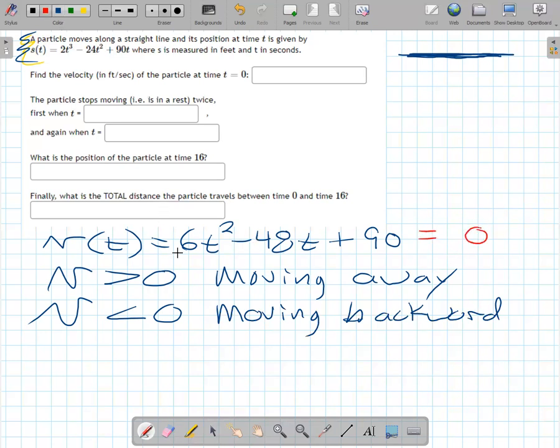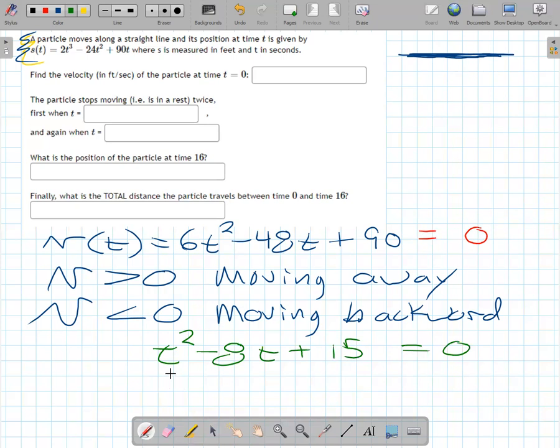Let's see, does 6 go into everything here? I think it does. 6 goes into 6 once. That's going to give us a t squared. 6 goes into 48 8 times, and 6 goes into 90 how many times? Let's see, 15 times, is that right? I think so. Yep.